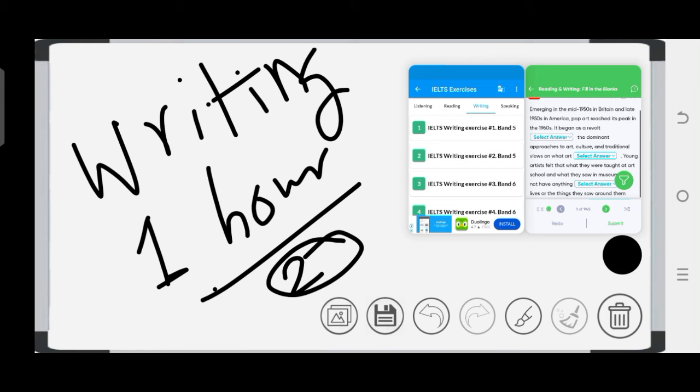So, what's the difference? The difference between IELTS Academic Writing and IELTS General Writing is that task one in both is different. For example, in IELTS General Writing, task one is a formal letter or an informal letter, while in task one of Academic Writing, there are plenty of things. For example, it can be a graph or a pie chart, it can be anything.